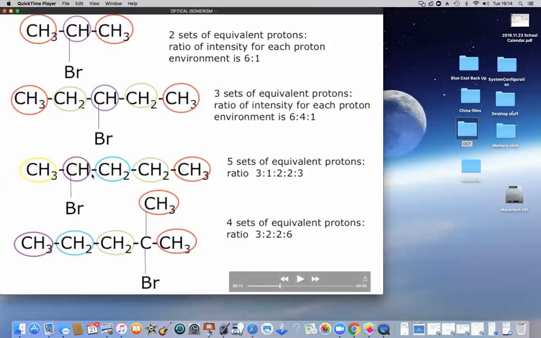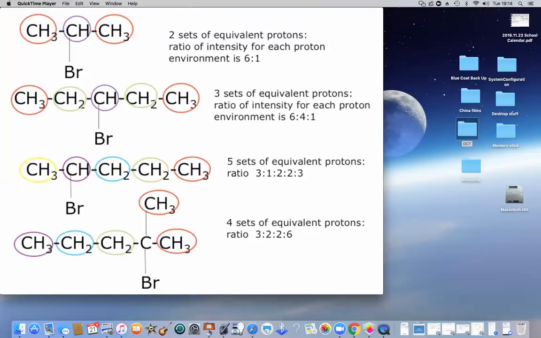Now, if the CH2 group was between purple and blue, then we would have our unique environment for CH3 at the end, our unique environment here. We would have a CH2 bonded to CHBr and CH2. That would also be unique. We would have CH2 bonded to CH2 and CH2. That would be unique. And then we would have our green CH2 bonded to CH2, CH3. That would be unique. And then we'd have our CH3 at the end, which would also be unique.